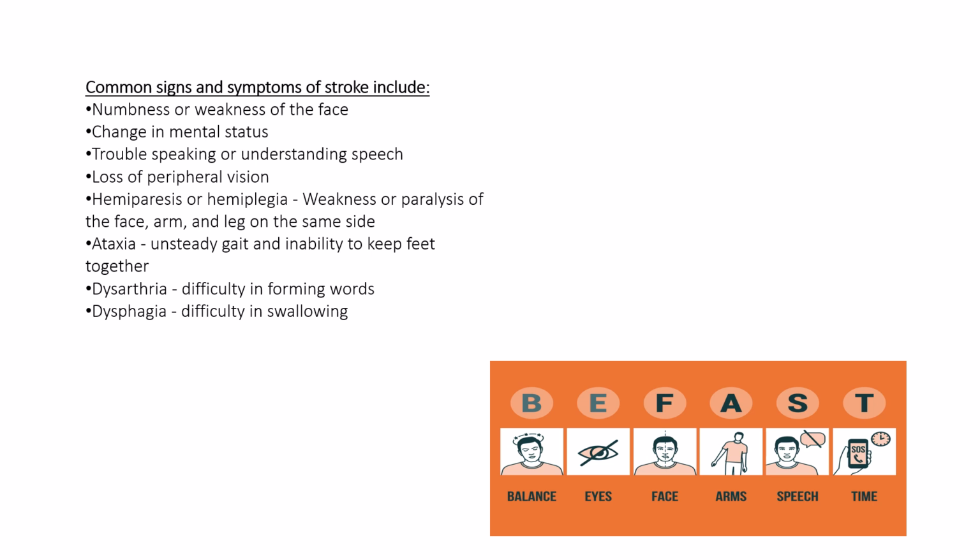Some common signs and symptoms of stroke to watch out for include numbness and weakness in the face, a change in mental status, trouble speaking or understanding speech, loss of peripheral vision, weakness in one side of the body or weakness in the lower half of the body, ataxia, which is an unsteady gait and the inability to keep your feet together, dysarthria, which is difficulty forming words, and dysphagia, which is difficulty swallowing. One of the scales we can use is BEFAST, which is commonly available for use in homes and hospital systems and is a reference easily accessible for most people.